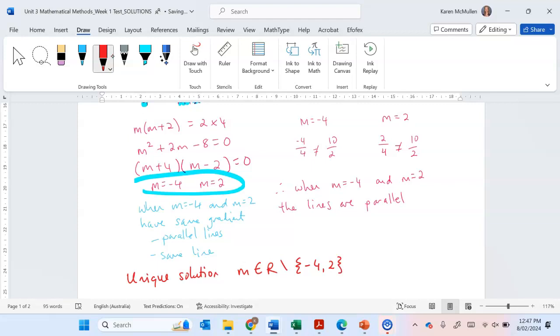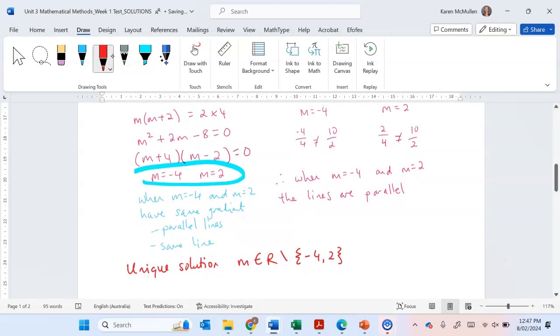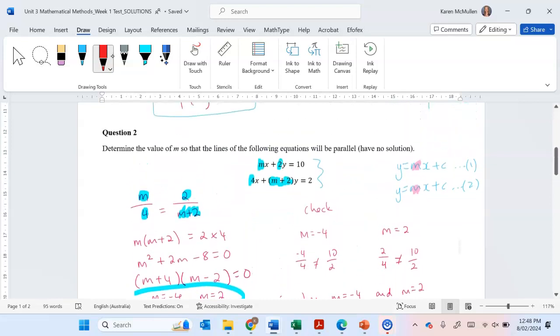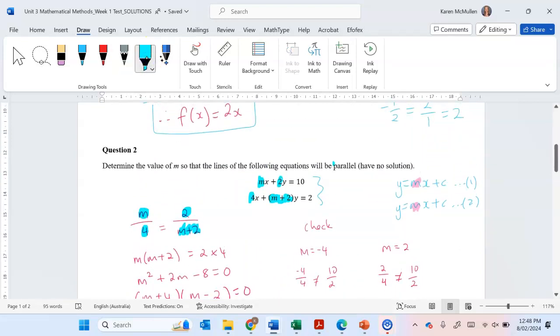If it was 2, it would be a parallel line, or the same line. It's not going to cross. So for a unique solution, so unique being 1, all right, you can have absolutely any number your little heart desires except for -4 and 2. But that's not what the question's asking. It is asking us to have parallel. All right, so no solution.